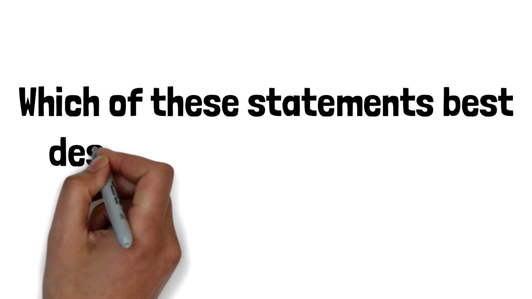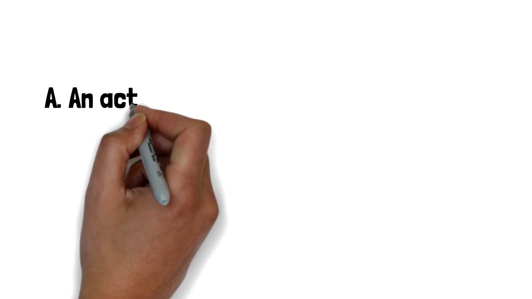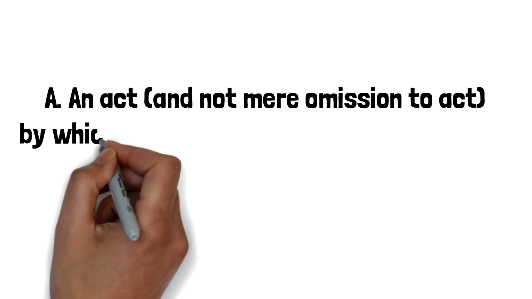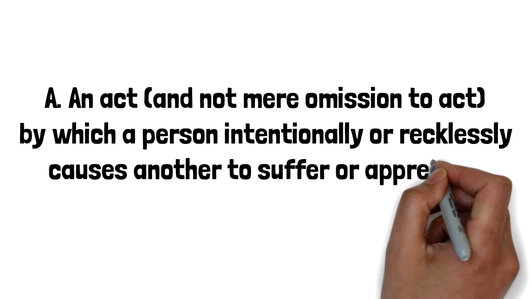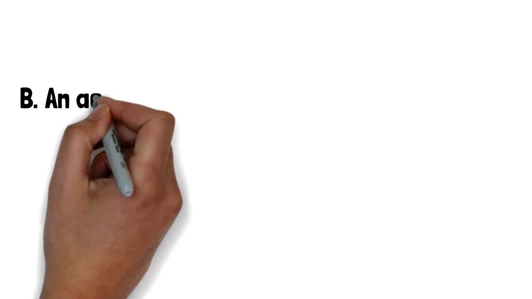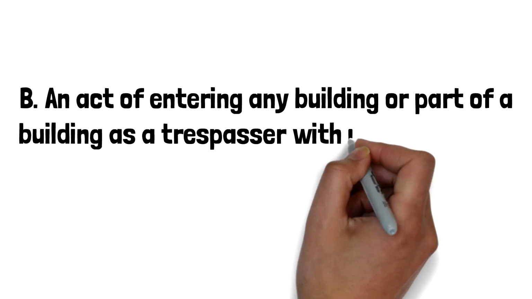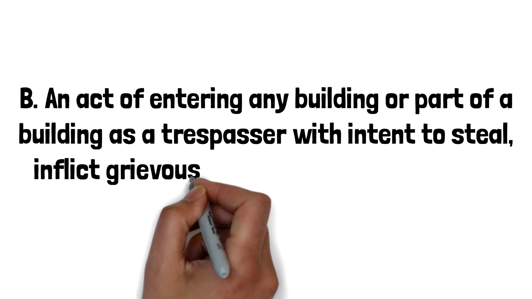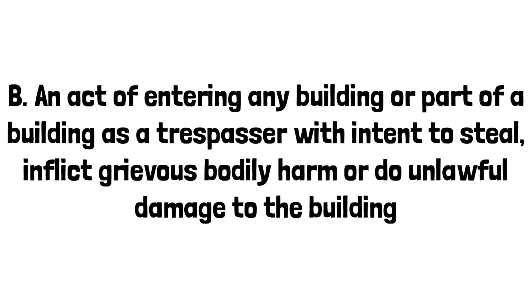This is a question of the kind that you could get in the SQE1 exam. Which of these statements best describes the elements of a breach of the peace? A. An act, and not mere omission to act, by which a person intentionally or recklessly causes another to suffer or apprehend immediate unlawful violence. B. An act of entering any building or part of a building as a trespasser with intent to steal, inflict grievous bodily harm, or do unlawful damage to the building.